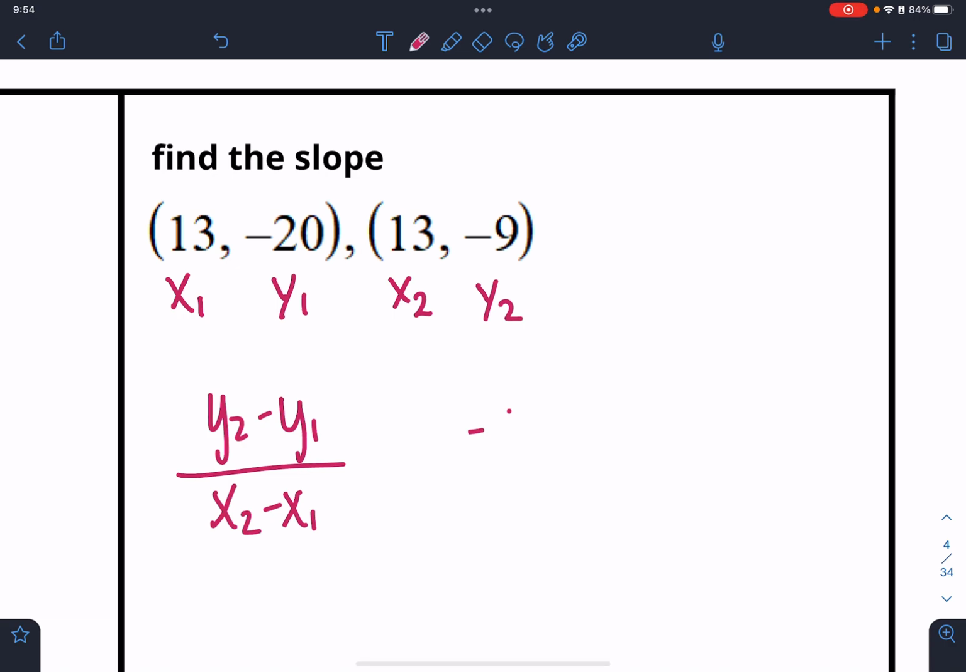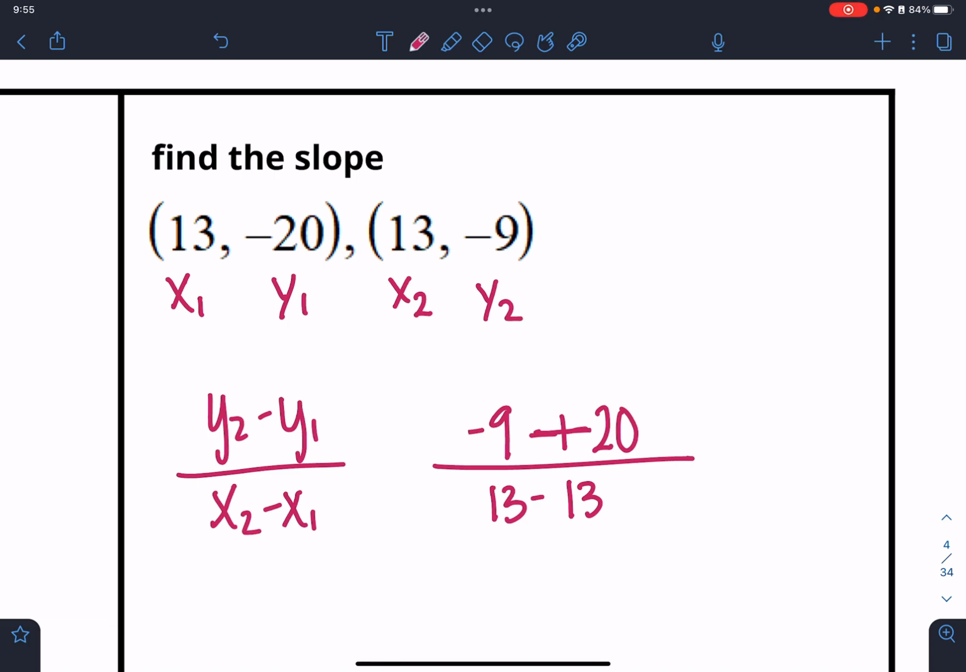So my y2 is -9 minus my y1 is -20. So notice that I put a negative because of the formula, but I also put that negative there because of the -20 in my problem. So that really becomes +20. Over x2 is 13 minus x1 is also 13. So I have -9 plus 20, which is really 20 minus 9, so that's 11 over 13 minus 13 is 0. And I like this one because it's one of those 0 rules.